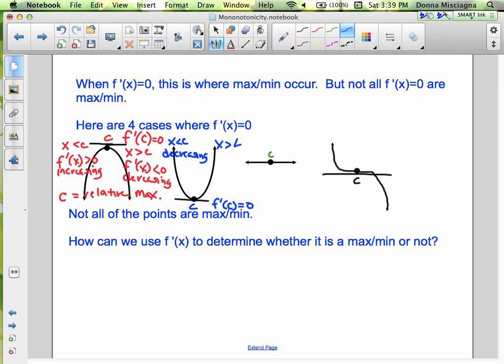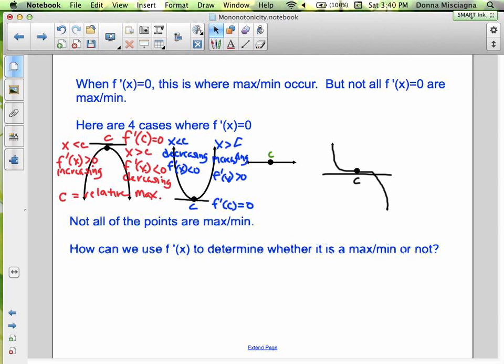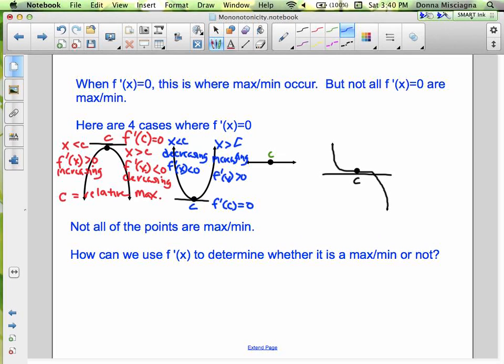So we're decreasing, which means that the derivative is going to be negative. For values of x greater than c, our function is increasing, and our derivative is positive. So our derivative is changing from negative to positive, and we can tell from the derivative as well as from our graph that here c is going to be a relative minimum.